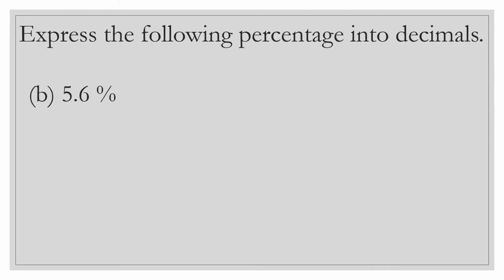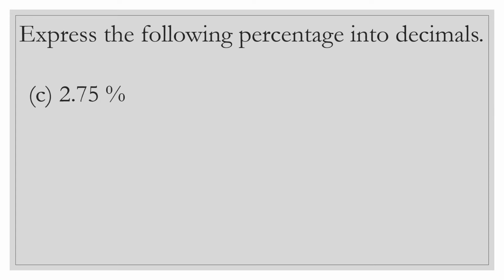Let us solve one more question. Question number B. Express 5.6% into decimals. First, write it in fraction form. That is 5.6 upon 100. See, 100 have two zeros and we know that if we divide any decimal number by 100, decimal point shifts 2 places to the left. So the answer is 0.056.